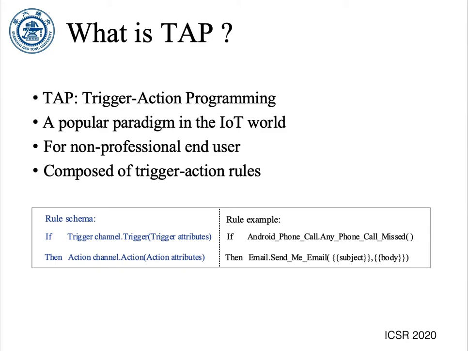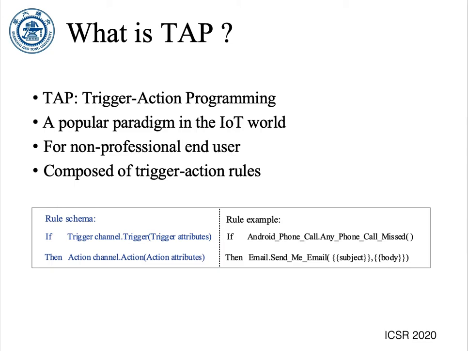One popular paradigm in the IoT world is trigger action programming, TAP. It allows non-professional end users to program by themselves in the form of a set of trigger action rules for automating IoT devices and online services meeting their needs. In TAP, a program consists of one or more rules in the form of if trigger then action. Thus, in each rule the user specifies a triggering event and the action that should be carried out.